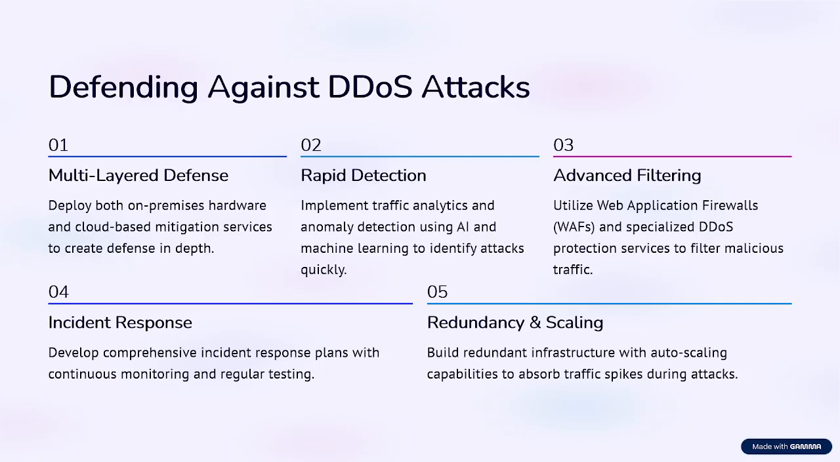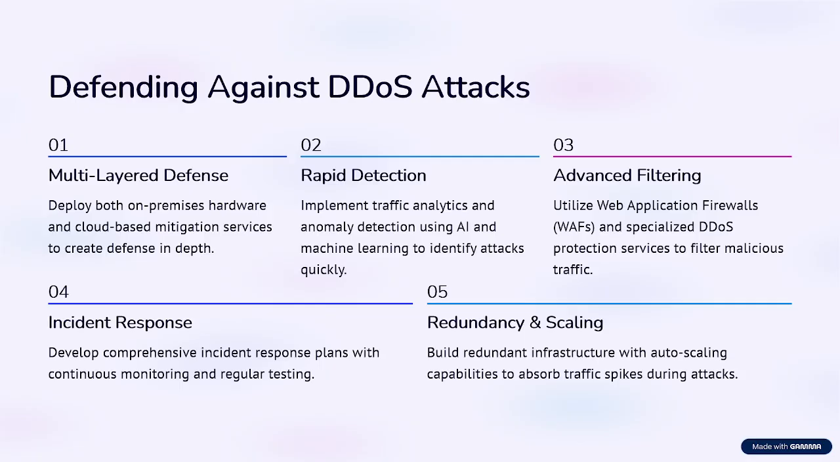First, a multi-layer defense is crucial, combining both on-premises hardware and cloud-based services for defense in depth. This goes hand in hand with rapid detection, employing traffic analytics, AI, and machine learning to quickly identify anomalies in active attacks. Next is advanced filtering. This is the key. This involves utilizing web application firewalls, or WAFs, and specialized DDoS protection services that are designed to filter out malicious traffic before it can overwhelm your systems.